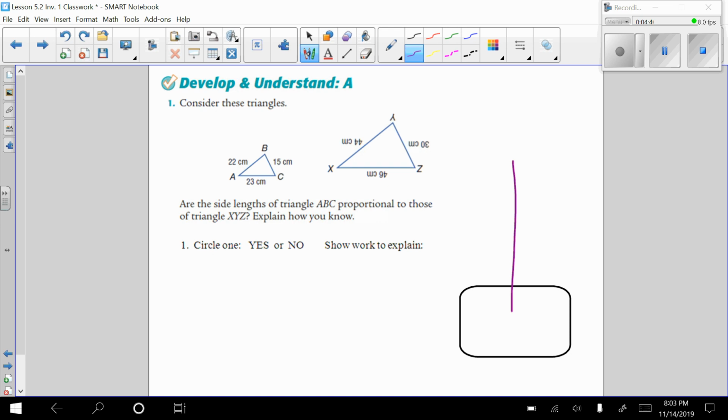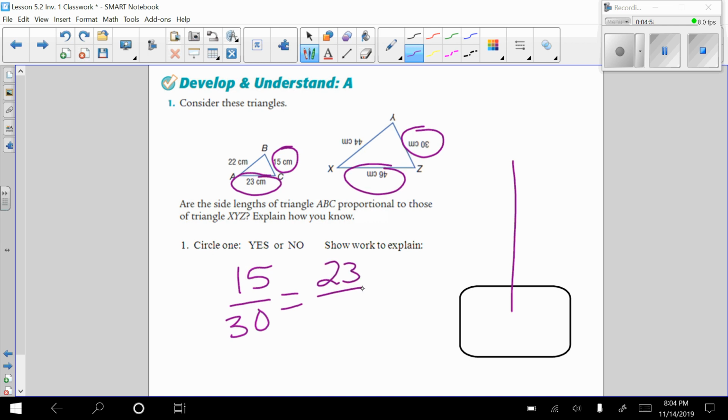Let's pick 2 sides. I'm going to put the base, which is 15 for the small one, over 30 for the large one. Does that equal? Well, we need to pick 2 numbers. It doesn't matter which other 2 we pick. We can pick the bottom here and say, is 23 over 46? We need to know if these are going to be proportional.